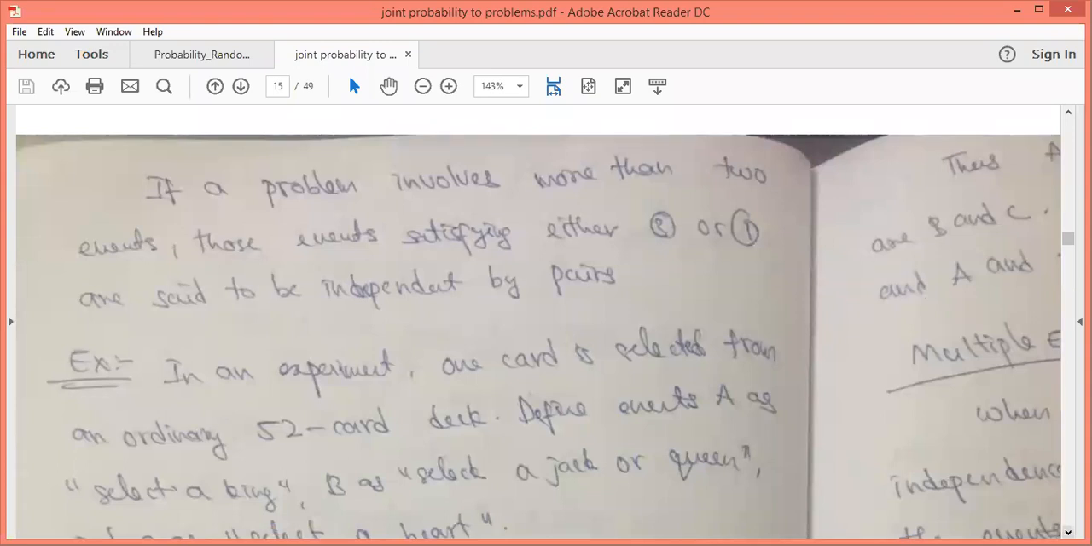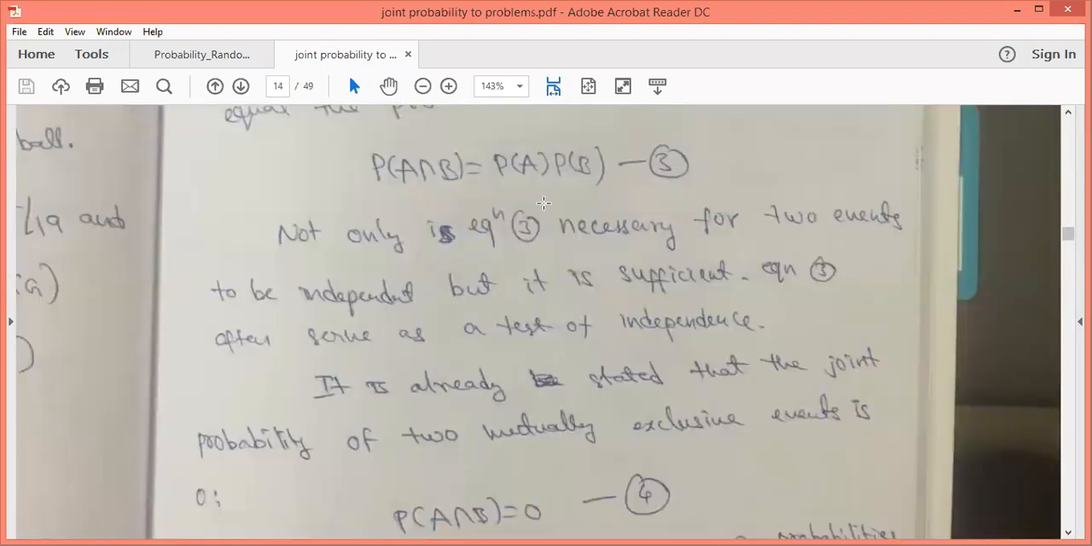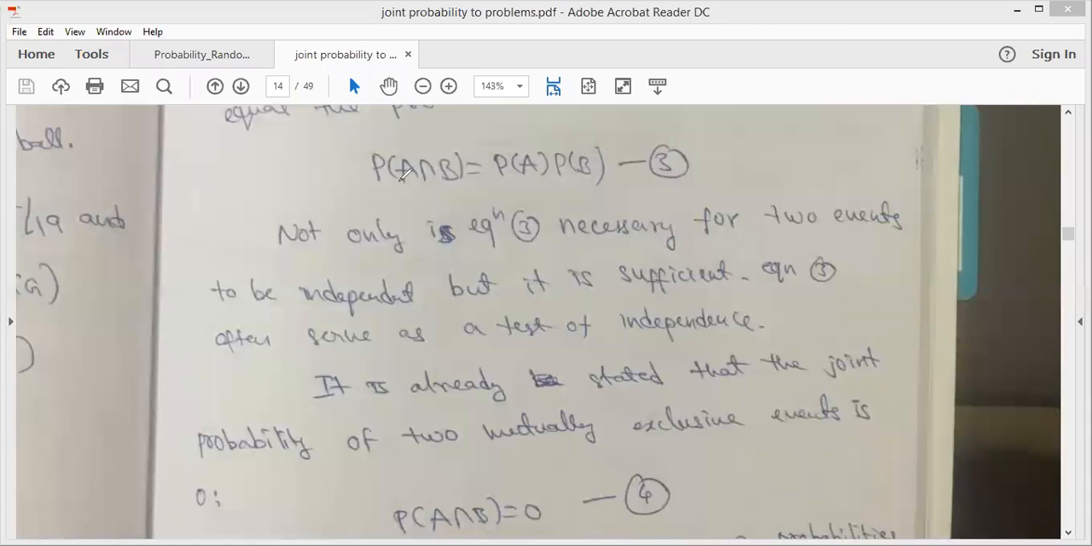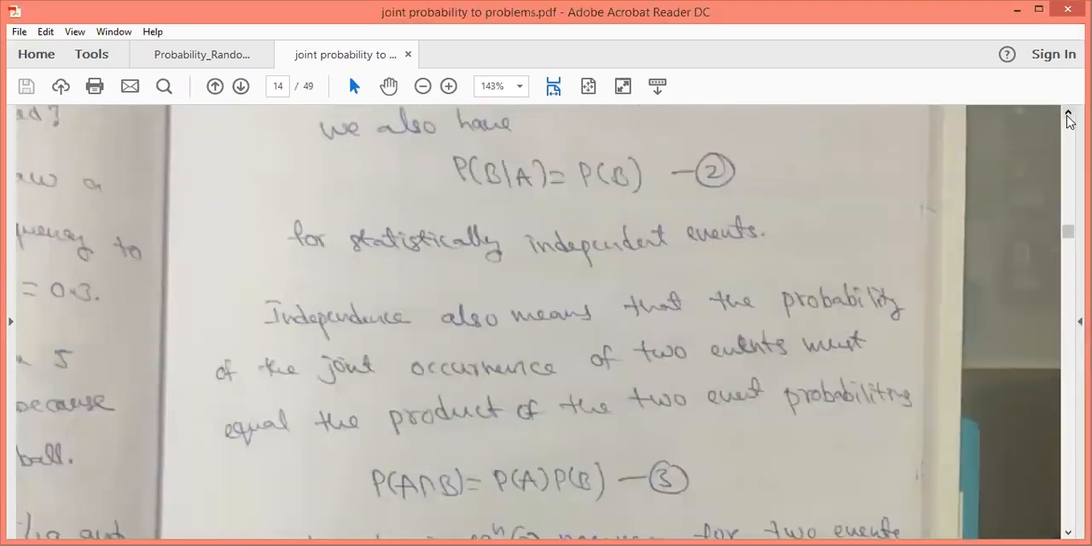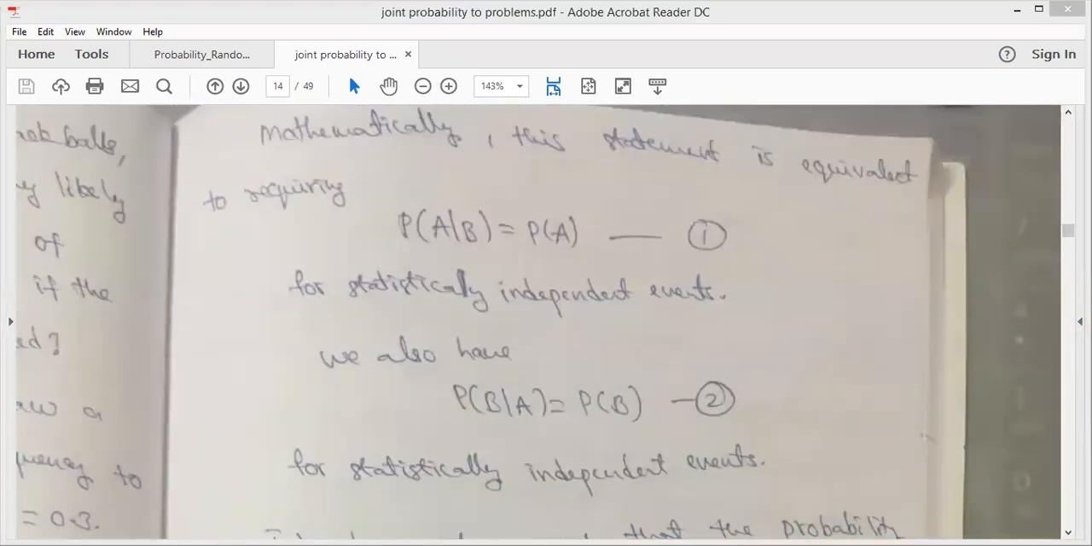Whenever we want to check the independence by pair, we use either equation 3 or 1. What is equation 3? Equation 3 is probability of A intersection B should be equal to probability of A into probability of B. Or equation 1. What is equation 1? That is probability of A given B should be equal to probability of A. So either of these two equations should be satisfied. Then only we say that these two events are independent by pair.